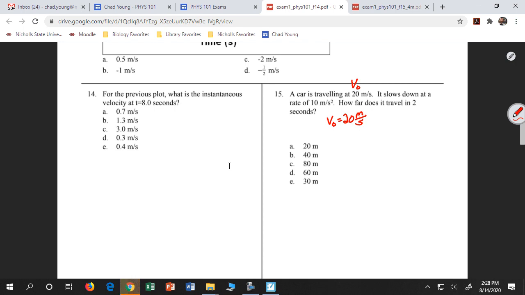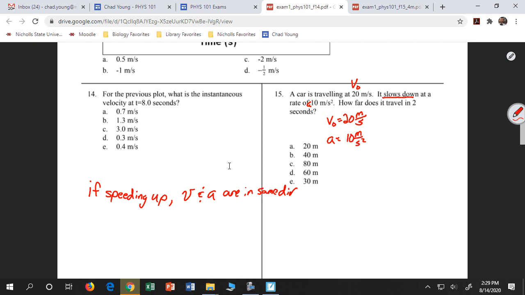And then it says it slows down at a rate of 10 meters per second squared. So the acceleration, that's a, is equal to 10 meters per second squared. Now here it says that it slows down. We'll get into this coming up, or y'all might have already gotten into it in the videos: if it's speeding up, velocity and acceleration are in the same direction.